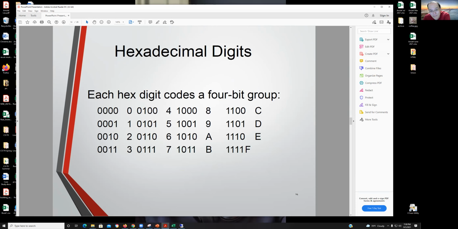Essentially it looks like this. Here's all your hex, 0 through F, and then here's all your binary equivalents. If you ask me to convert from binary to hex, this is probably the easiest thing to do. The easiest thing to do is to group them by groups of 4 and then just map them out like so.